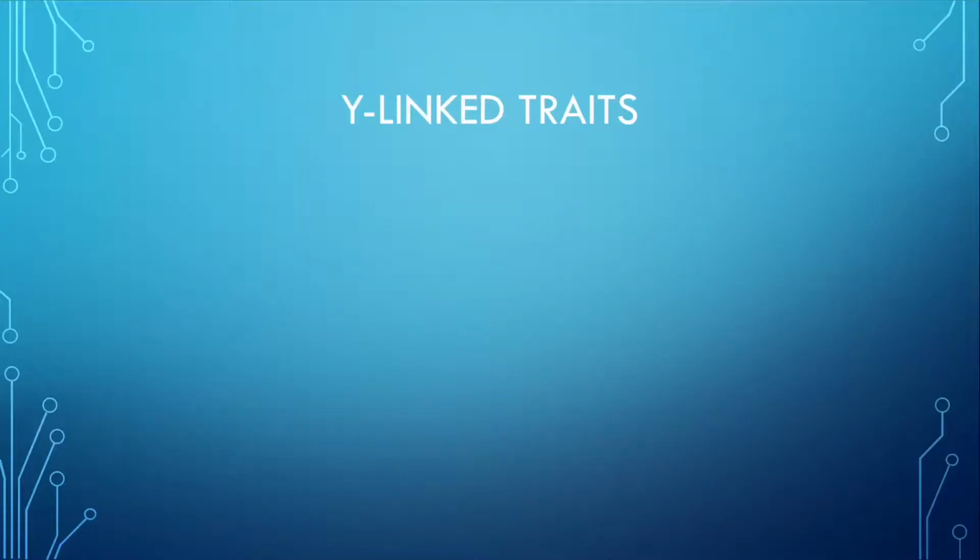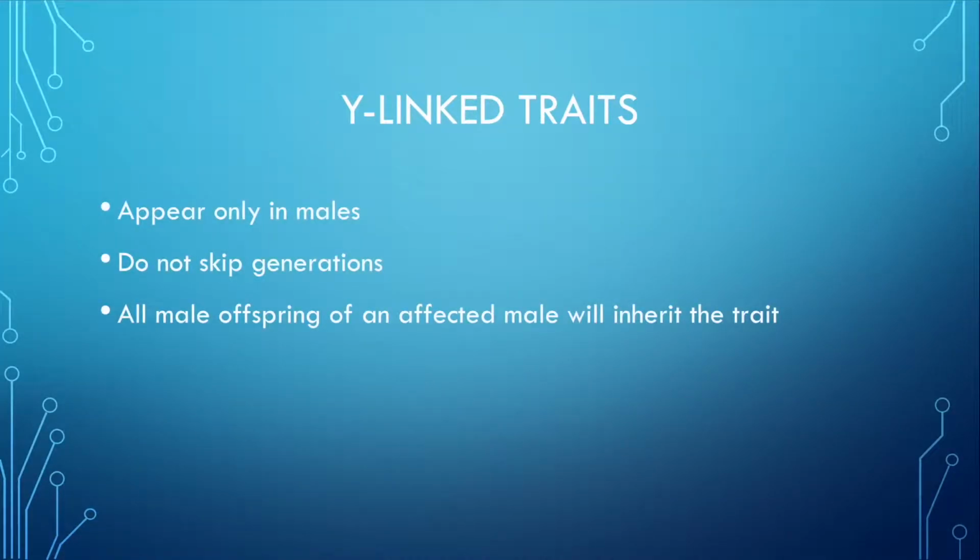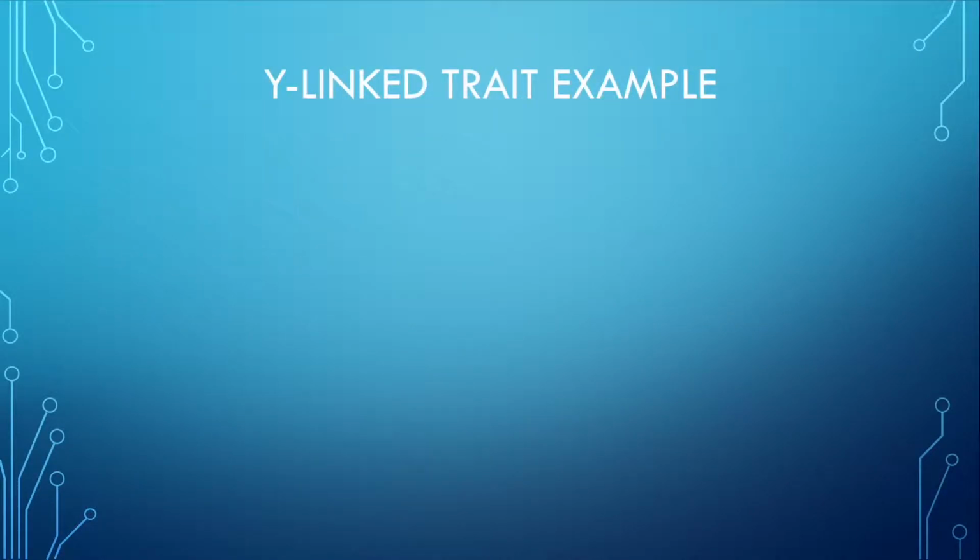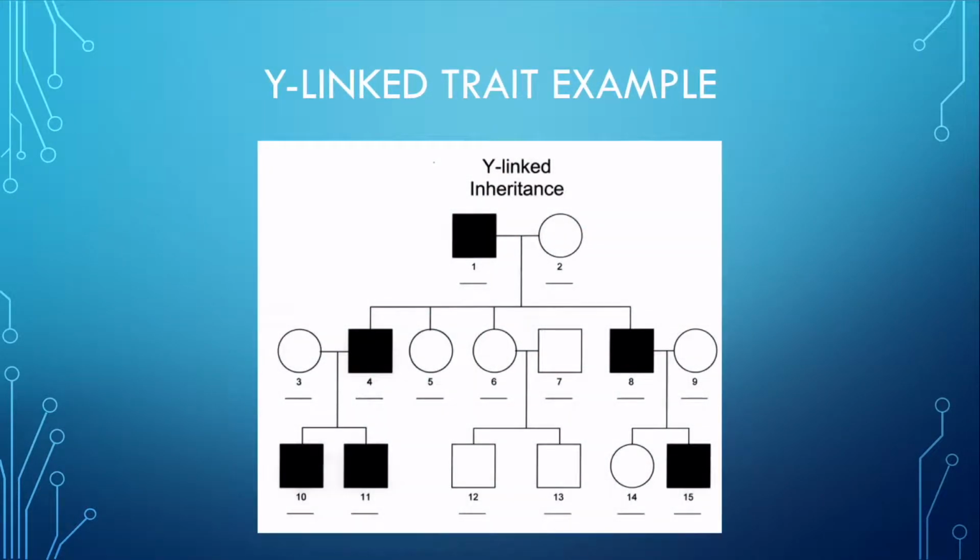Y-linked traits. In a pedigree, Y-linked traits are generally very easy to spot. Since Y-linked traits are the result of differences in the Y chromosome, they only appear in males. Additionally, such traits do not skip generations. In terms of calculating probability of inheriting a Y-linked trait, it is important to note that 100% of the male offspring of an affected male will be affected by this trait.